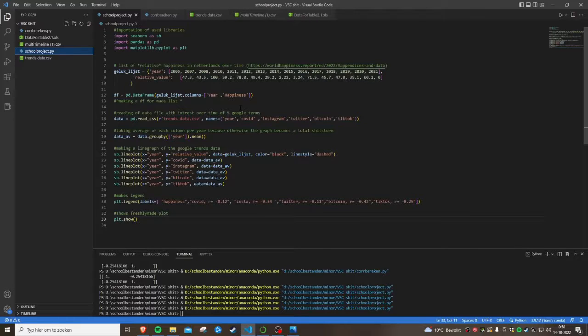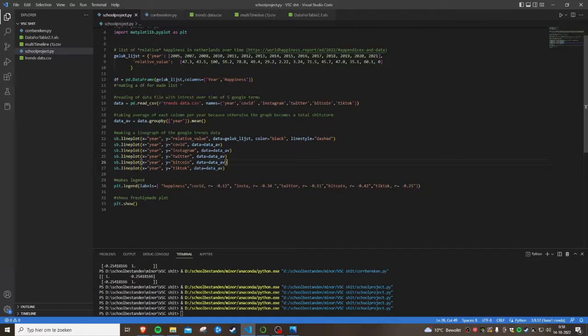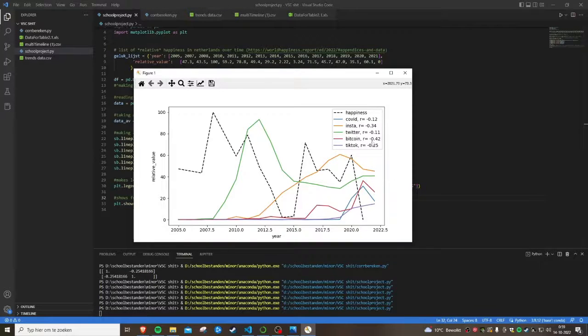Here, so this is me plotting the graph. This is just a legend, and this is the plot I made. I calculated the correlation and put it in the legend here. So it turns out that Bitcoin, or the popularity of Bitcoin, had the biggest correlation to unhappiness. So Bitcoin, because it's negative, it shows that the higher Bitcoin was, the lower the happiness would be.